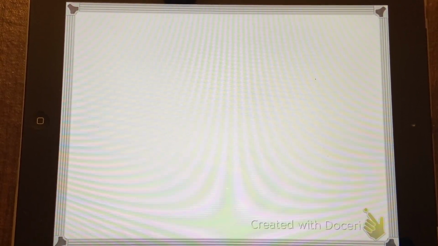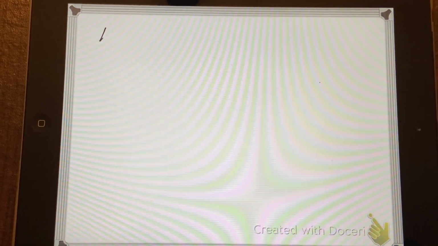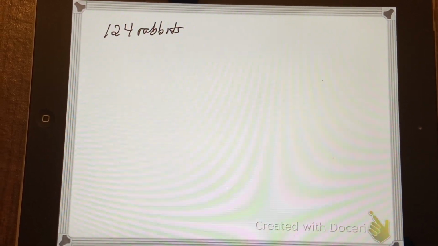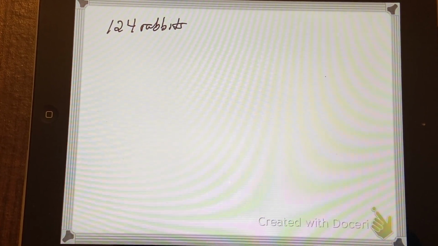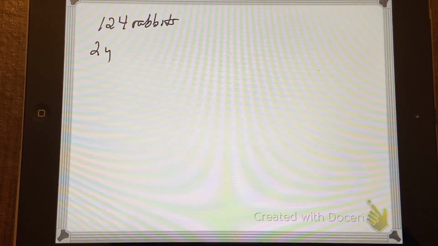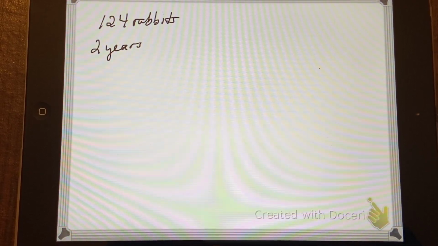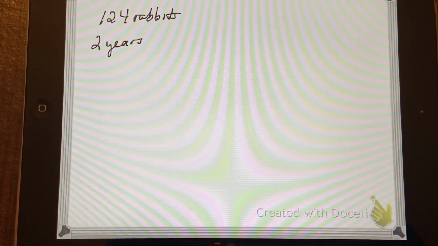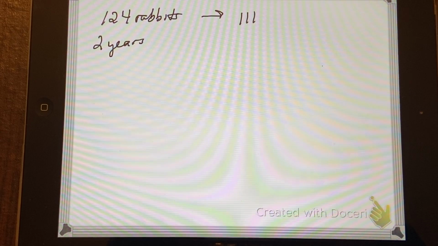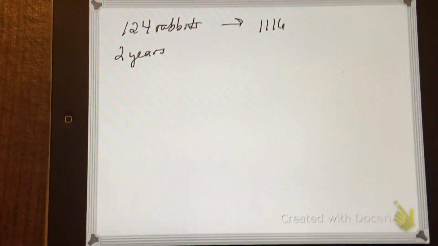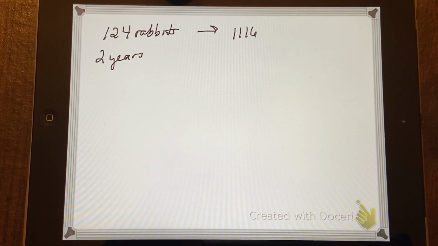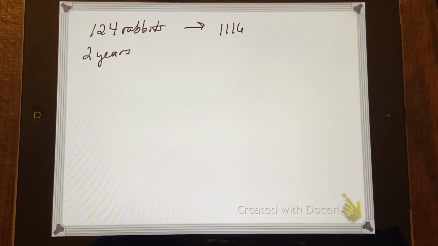In an effort to control vegetation, there were 124 rabbits that were released into this isolated area. And it just wanted to see how many rabbits were going to populate after 2 years. It estimated that the 124 rabbits actually populated to 1,116 rabbits. And so the question is, assuming exponential population growth, what's going to be the population after another 6 months?